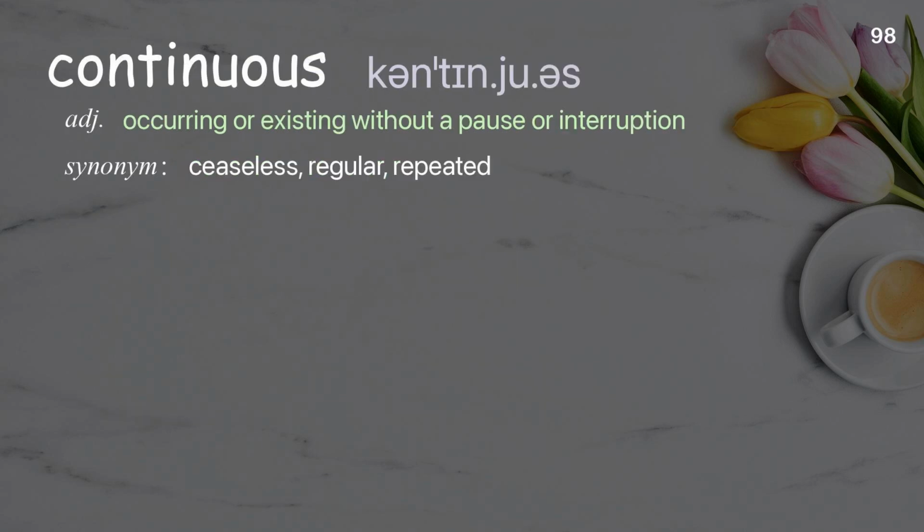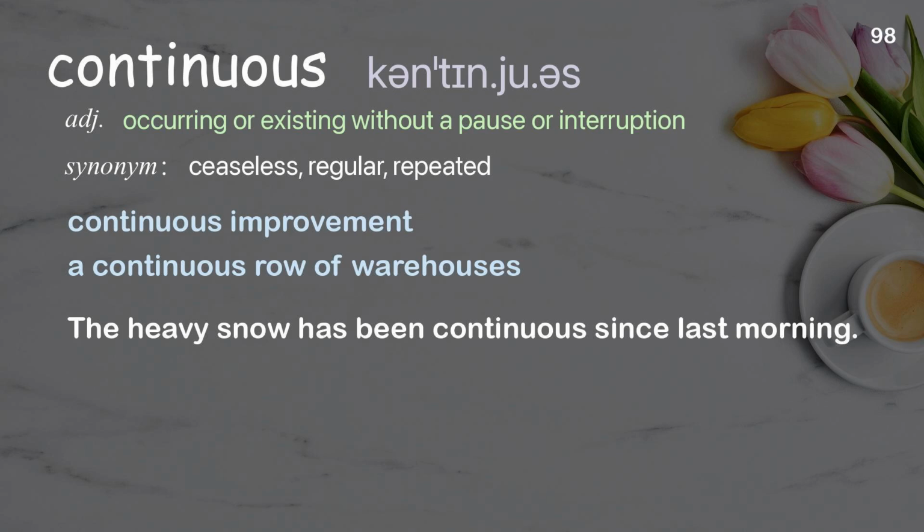Continuous: occurring or existing without a pause or interruption. Examples: Continuous improvement. A continuous row of warehouses. The heavy snow has been continuous since last morning.